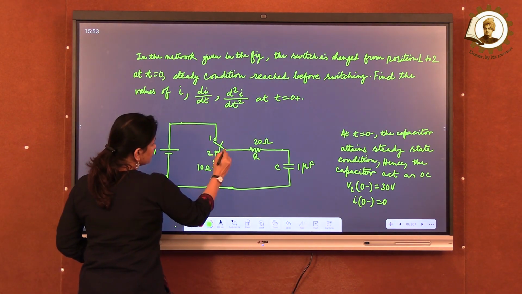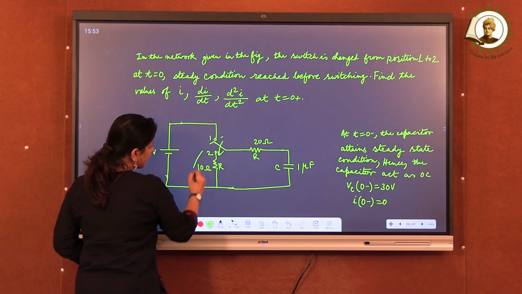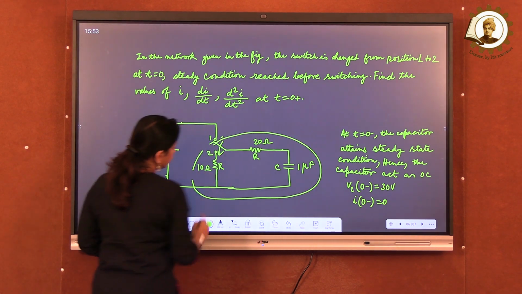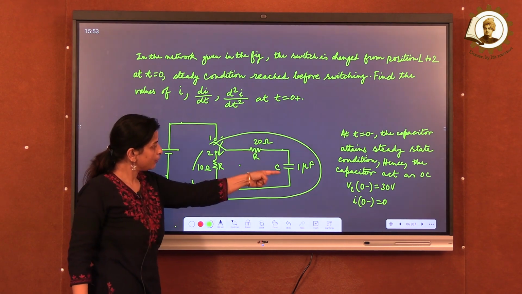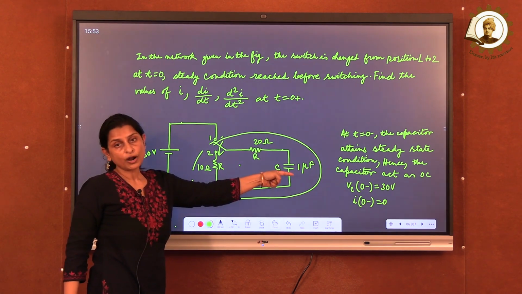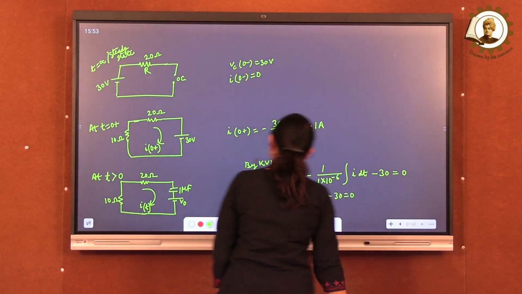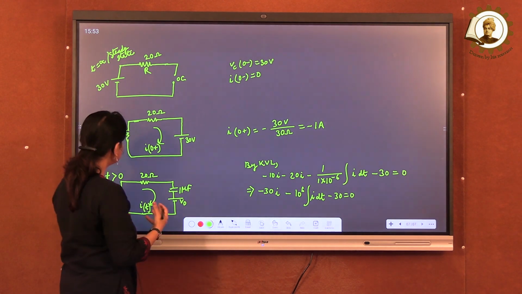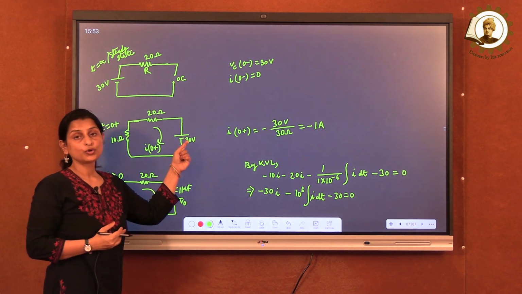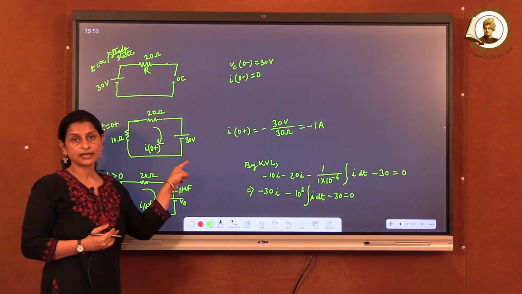The switch moves from position 1 to 2. Now the circuit will comprise two resistors, one of 10 ohm and another of 20 ohm, and a capacitor of 1 microfarad. That has stored a voltage of 30 volt. So at t equal to 0 plus, it will have a source voltage of 30 volt and the capacitor will be short circuited.